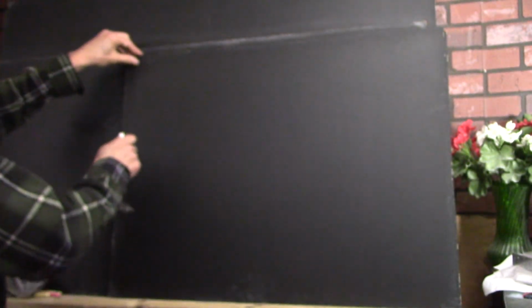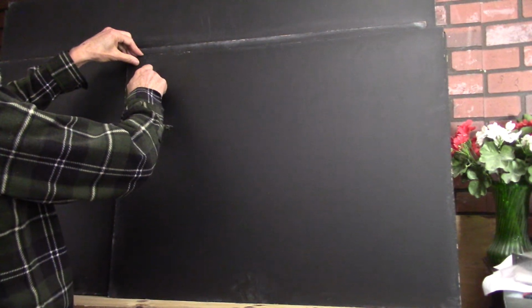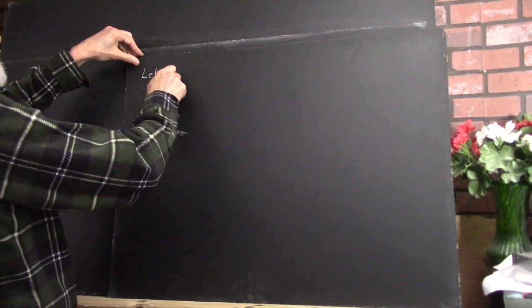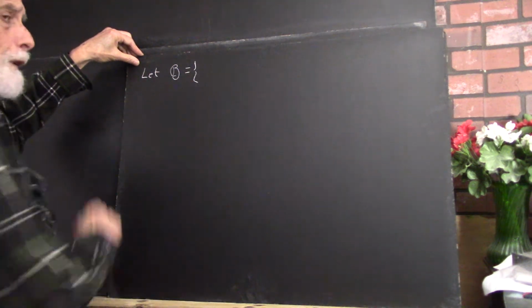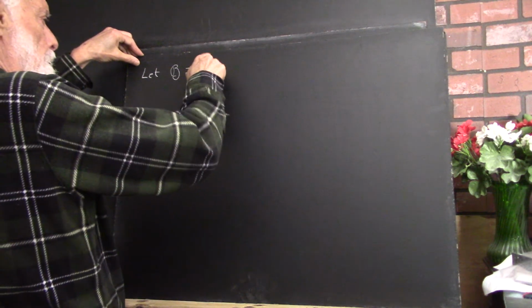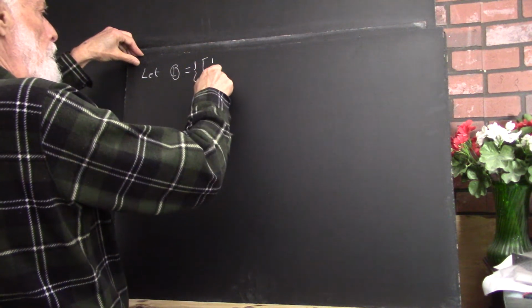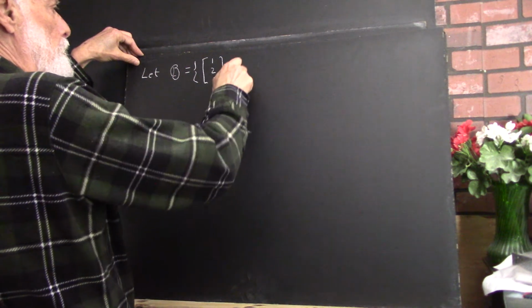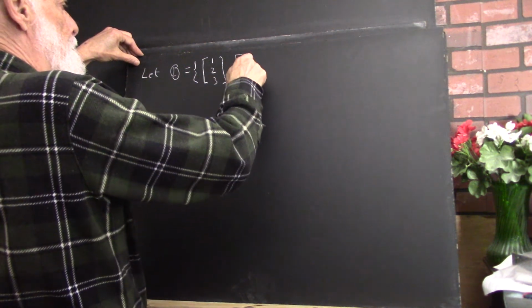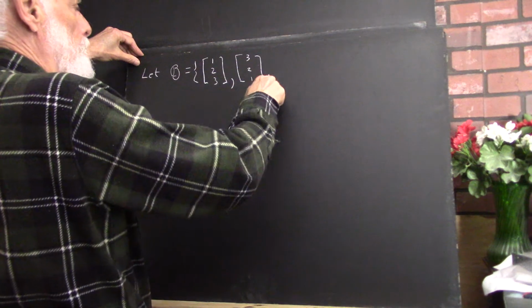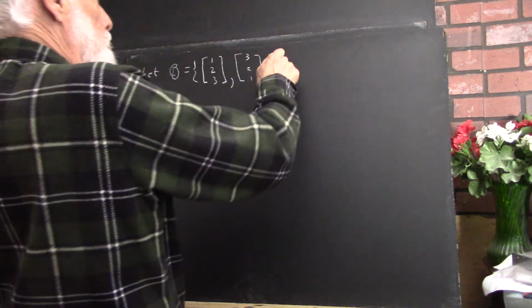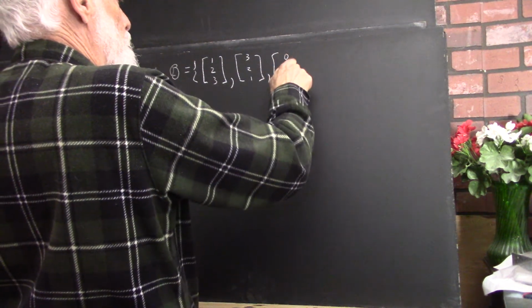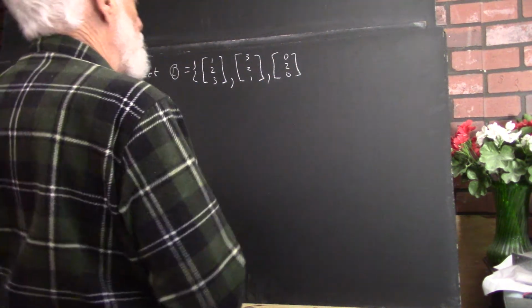Again, we're going to go into R3. Let your basis in R3 now be (1, 2, 3), (3, 2, 1), (0, 2, 0).